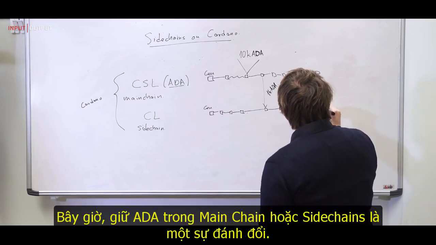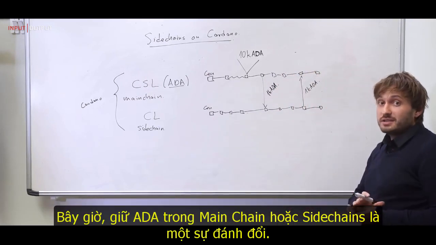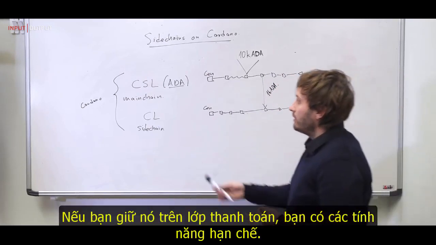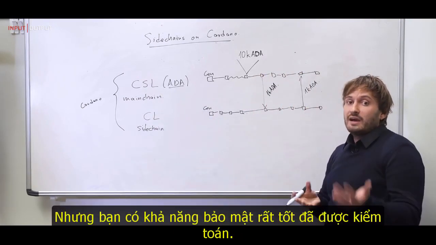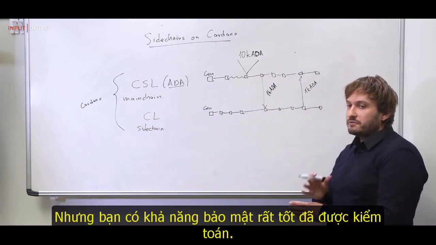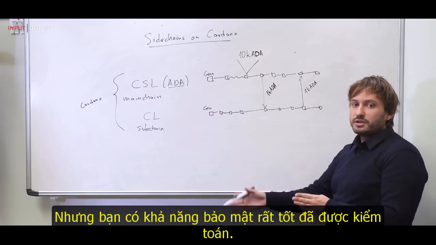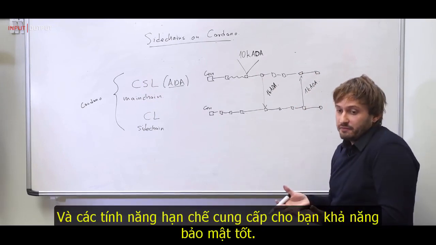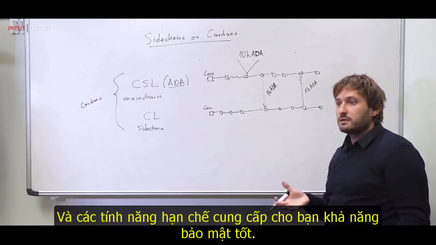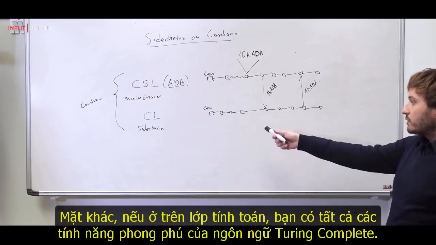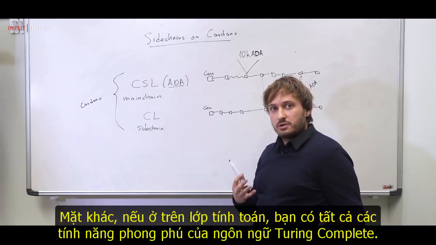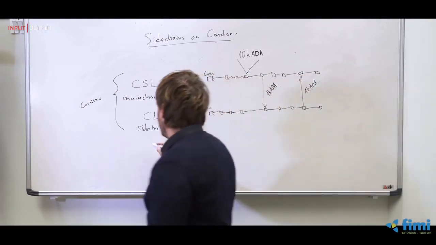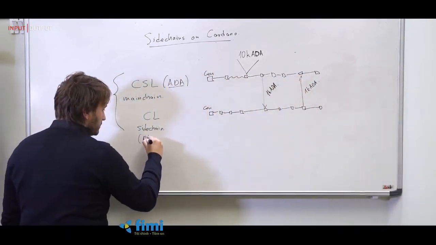Now, keeping ADA in the main chain or the side chain is a trade-off. If you keep it on the settlement layer, you have limited features. You don't have Turing completeness, but you have very, very good security that has been audited, and the limited features give you this good security. On the other hand, if you're working with the computation layer, you have all the feature richness of a Turing complete language. For example, Bluetooth is one.